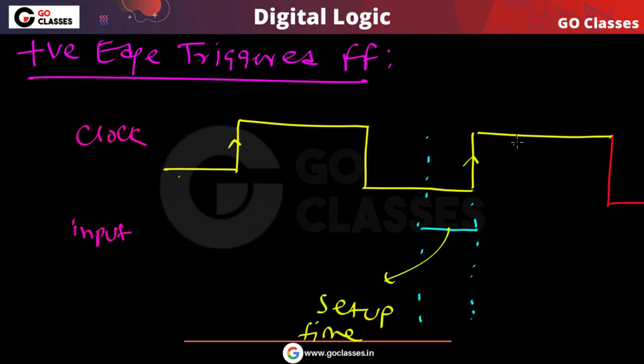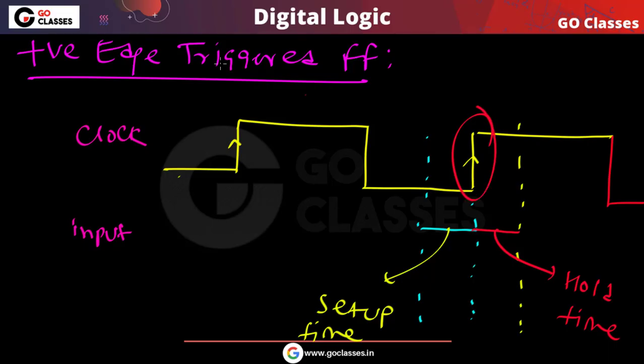And you can notice that after this positive edge, for some time the input must also remain steady. This is called hold time. So, for a minimum amount of time, our input must remain steady.